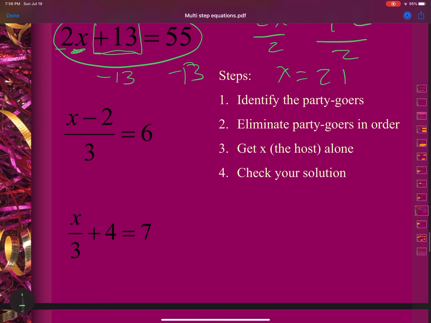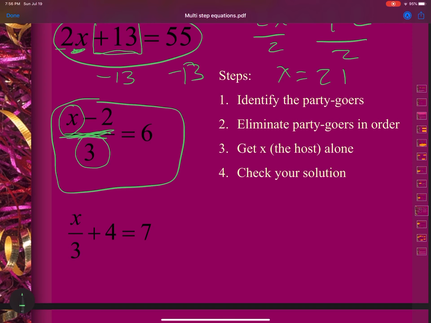In our next example, we have friends and acquaintances, but we don't have any family. We have no one right on top of the x. No numbers being multiplied, no numbers being divided right at the x. So who leaves first, friends or acquaintances? Well, usually the people who are further away, your acquaintances, leave first. So we multiply both sides by 3. We have division going on here, so what we do is multiply both sides by 3. And we get x minus 2 equals 6 times 3 is 18. Who leaves next? The only people who are left are your friends. Add 2, and x equals 20.